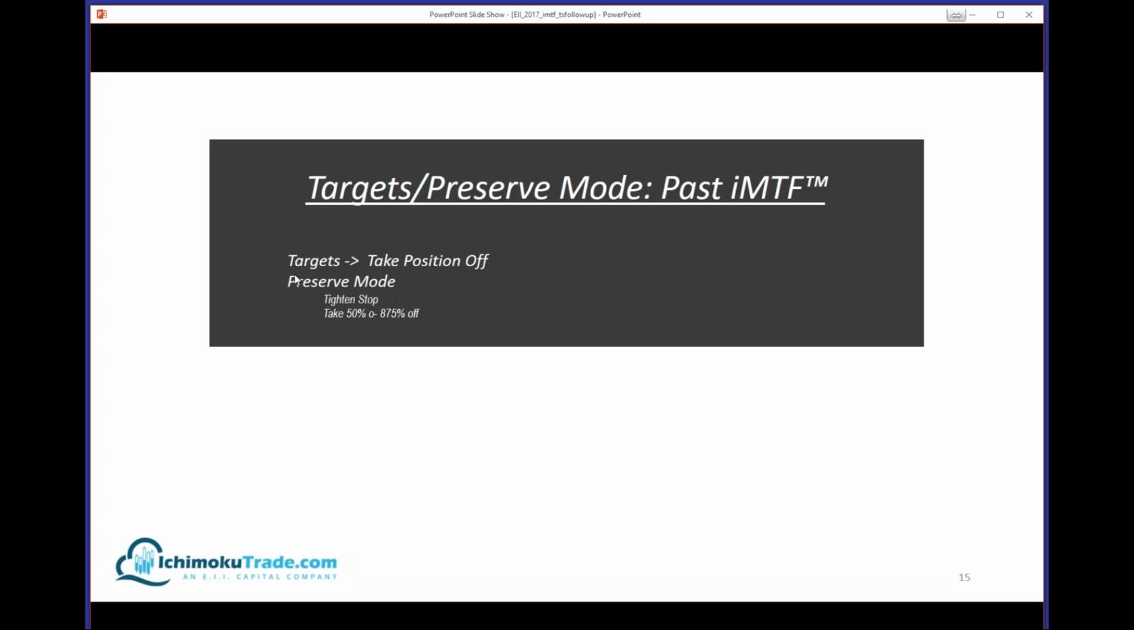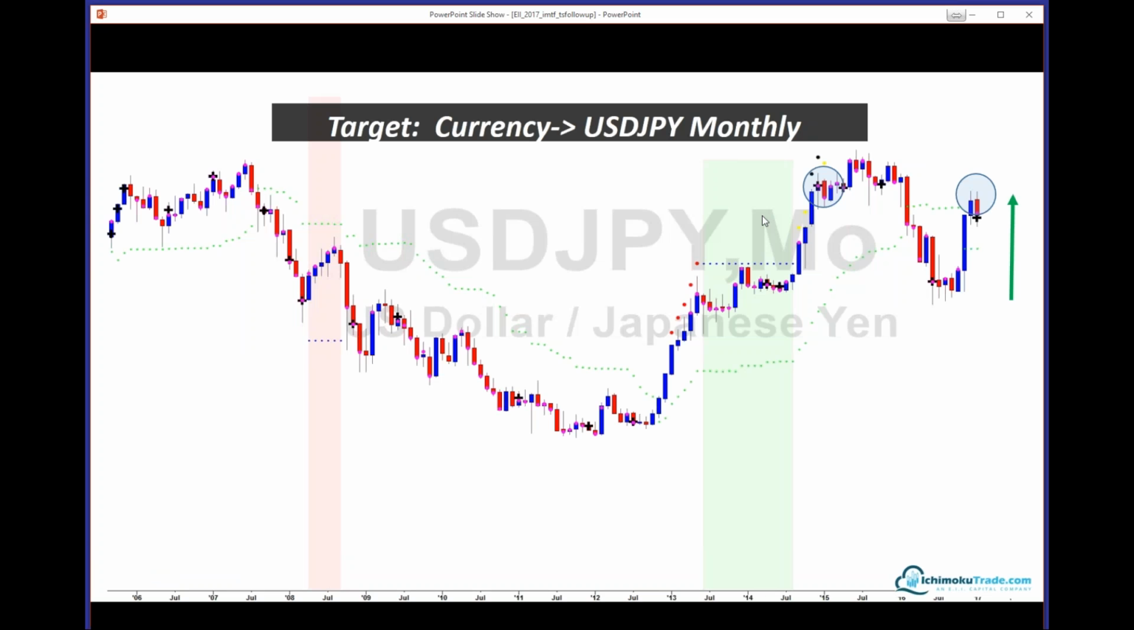We label them in two different levels. One is what we call targets, where you completely take the position off. The other word that we've used continuously for years is preserve mode, where you tighten up your stop and you could take 50 to 75% of your positions off. So what we're going to do is use past IMTF levels, which are past dots or crosses, in order to determine the targets or the preserve mode level. Let me go through and give you some examples here.